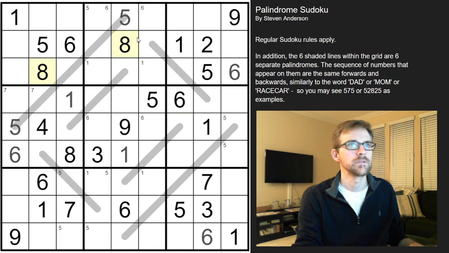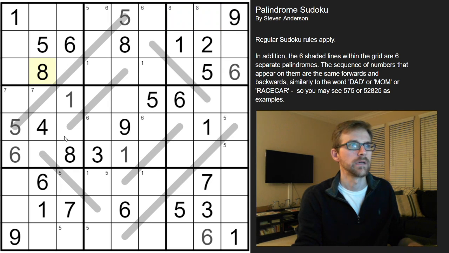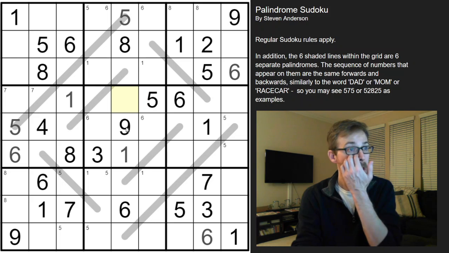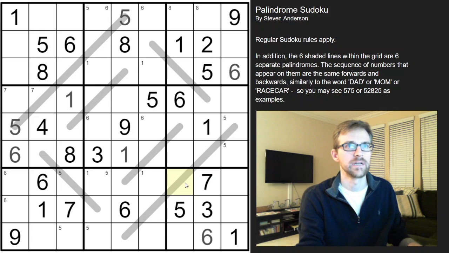So 8s, these two 8s puts an 8 up here. These 8s puts an 8 over there. And I think that is it for 8. Yeah. 9s, this 9. And that 9 blocks all of those, so that must be a 9.